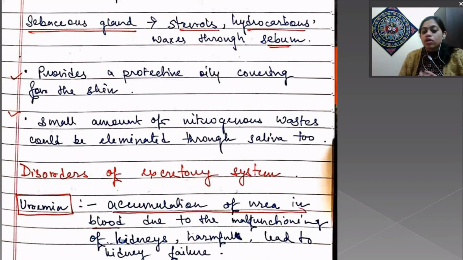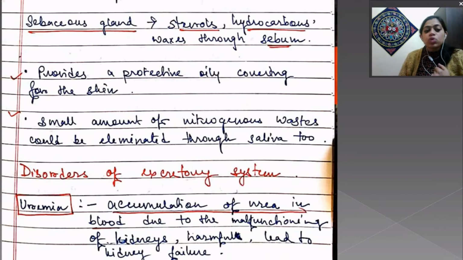And small amount of nitrogen waste could be eliminated through saliva too. So saliva से भी बहुत ही कम amount के nitrogenous waste secrete होते हैं. Okay, excrete हो जाता है body से, right? So next is disorders of excretory system.